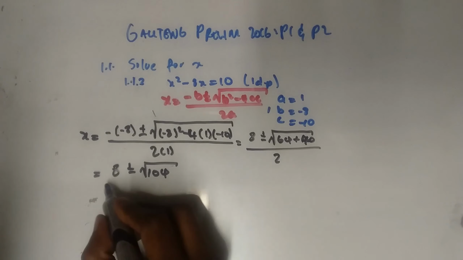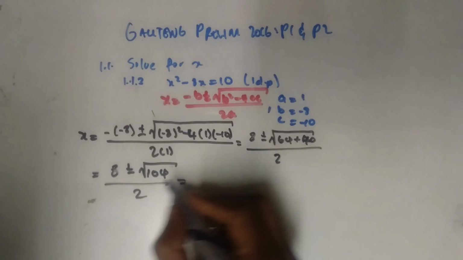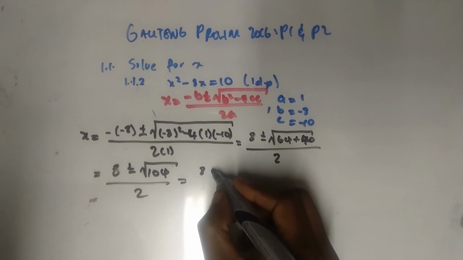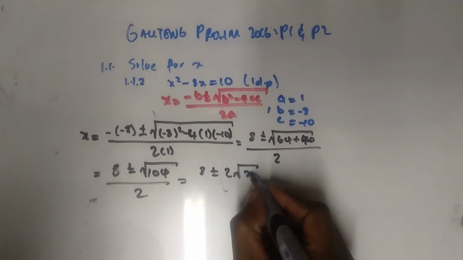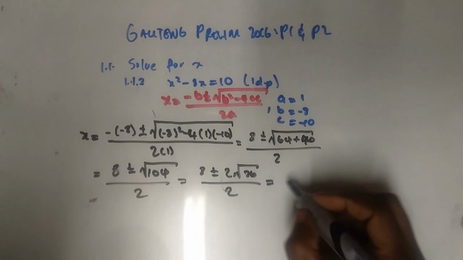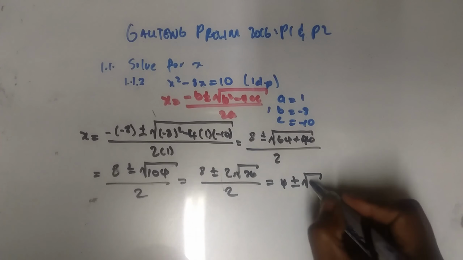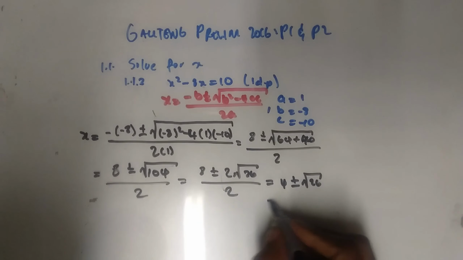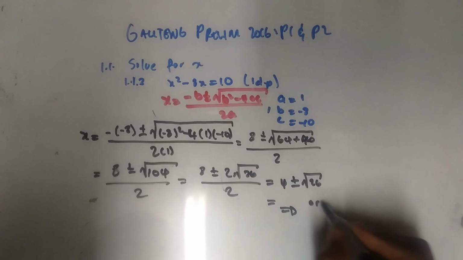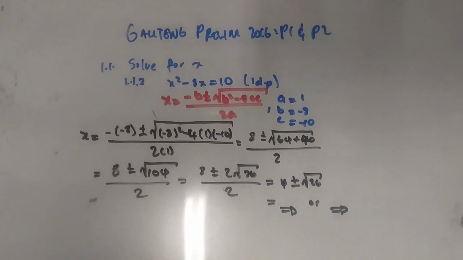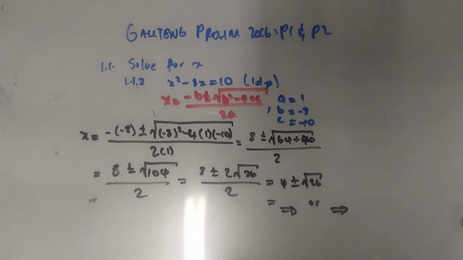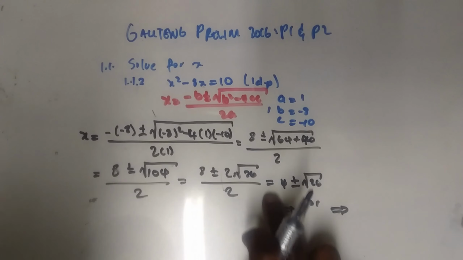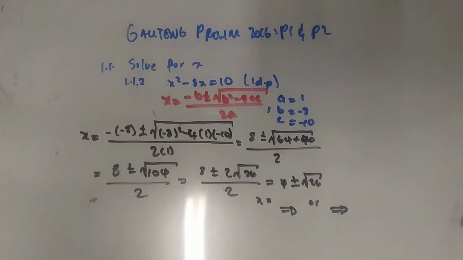64 plus 40 is 104, divided by 2. 104 is just 4 times 26, and the square root of 4 is 2, with 26 remaining, all over 2, which gives me 4 plus or minus the square root of 26. Because I do not have a calculator, guys, please do find those two values of x which will make this solution true. Please write those solutions in the comment section below, and then I will check them. I really hope you get this one as well.